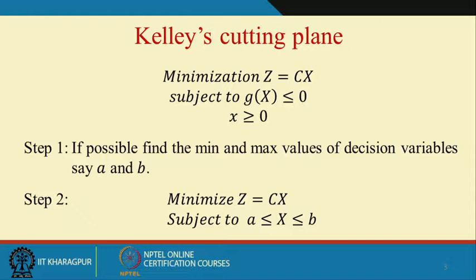This is the Cayley's cutting plane method. Let me tell you the algorithm for it first, then I will apply the algorithm to a specific problem. Now, there is a problem where we are considering the nonlinear programming problem, but the objective function is of linear type. Minimization of z equals c x subject to g x less than or equal to 0.